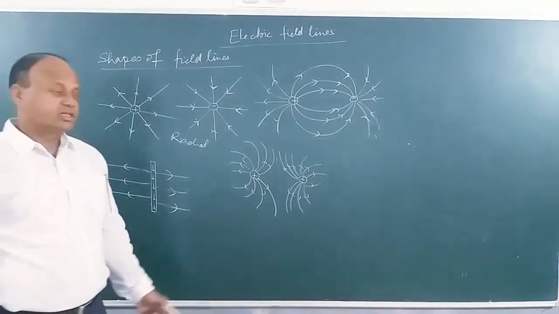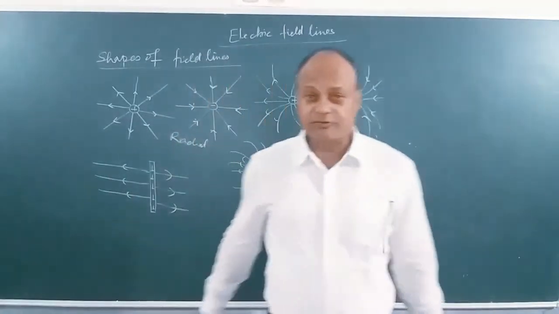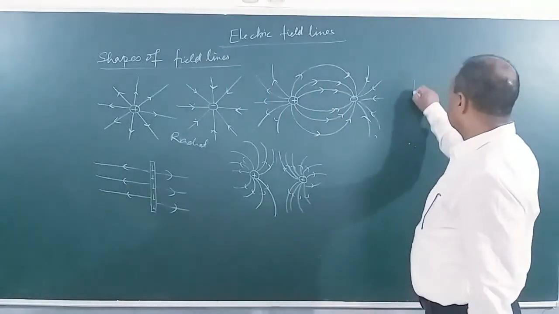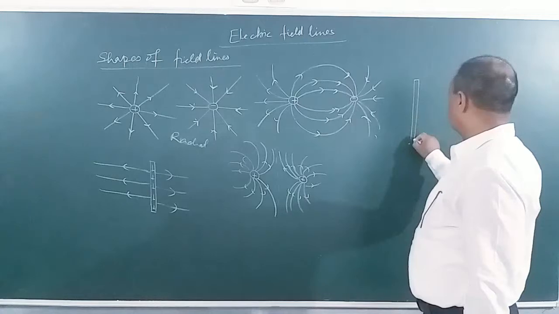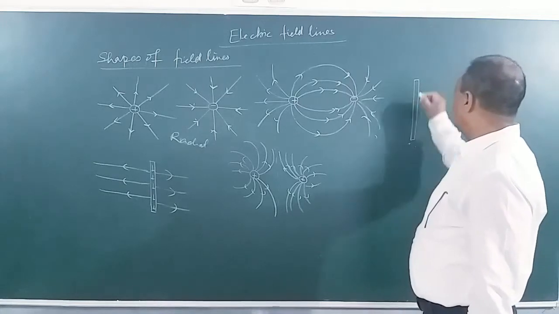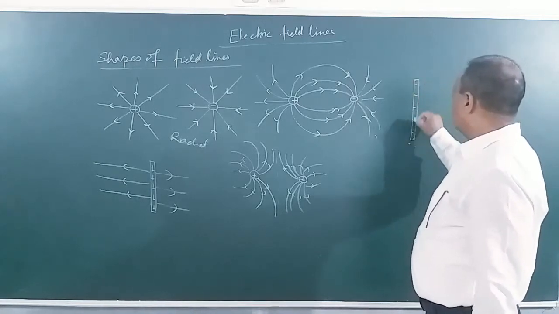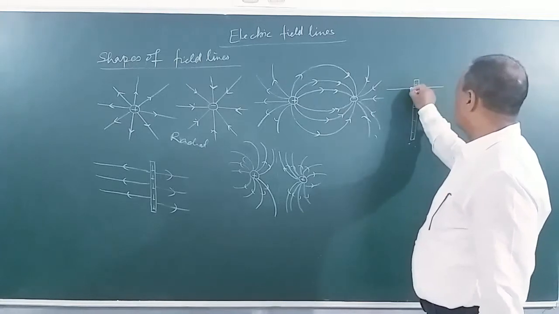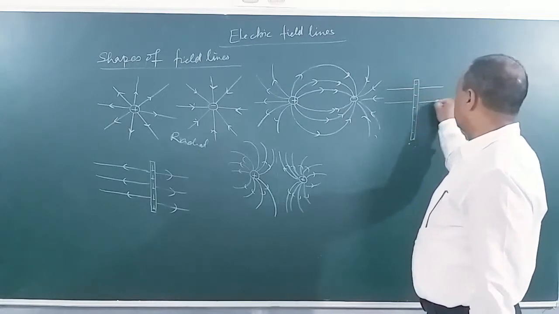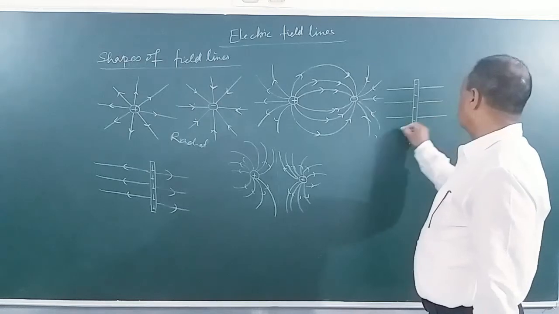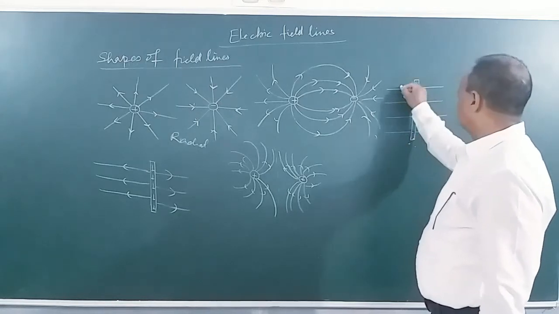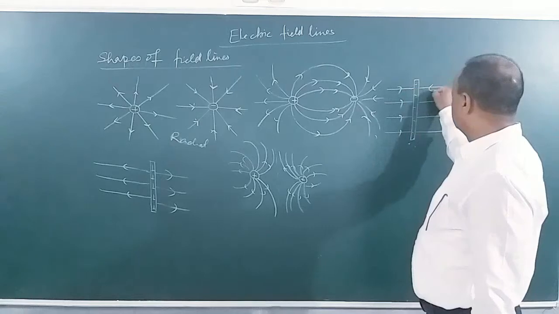And suppose this linear distribution of charge is negative. Let's see this one. Negative charge. So here also the lines will be straight. There will be straight lines like this. But they will be going into the charge.